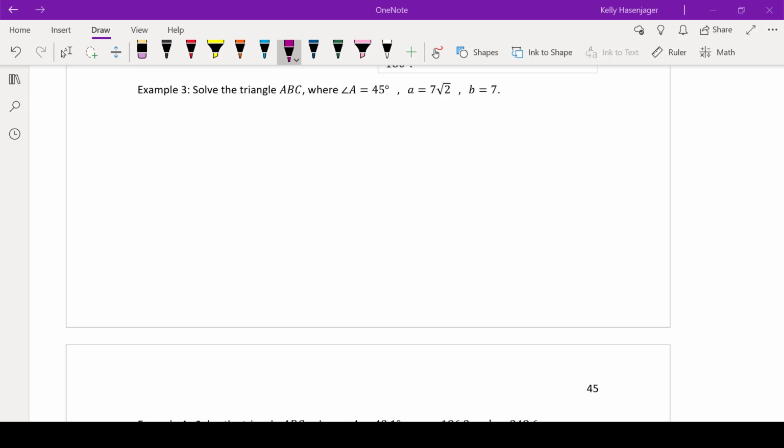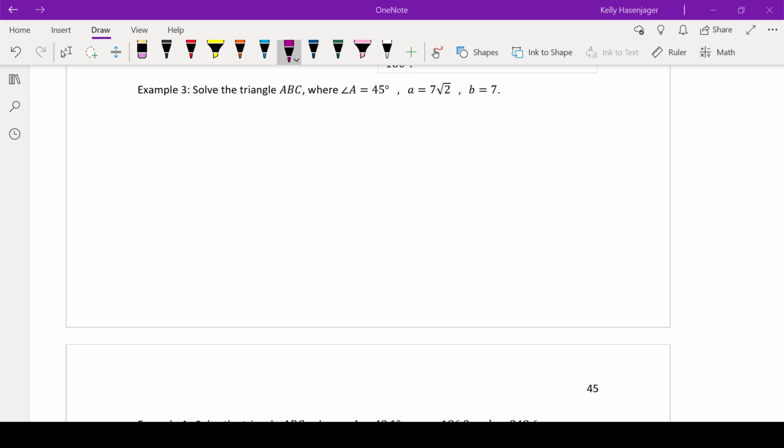This is example 3 of section 3.5. We're on page 44 of the notes. So we're working with the law of sines, and we learned that there's 3 different possibilities of triangles. So we can either have 0 triangles, 1 triangle, or 2 triangles. So this example is one of those 3 cases.